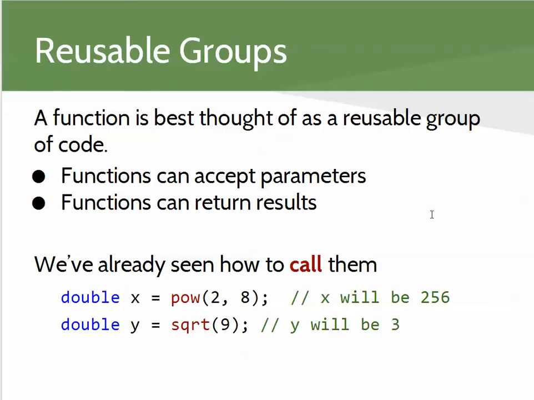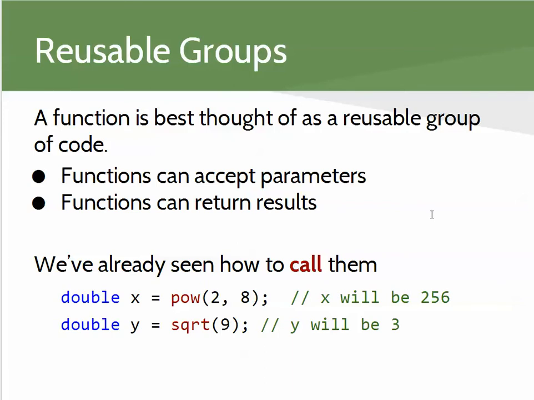So the function is best thought of as a reusable group of code, a reusable sequence of statements that would be beneficial to call several times with different parameters. Functions can not only accept parameters, but they can return results. And we'll see versions of functions that don't accept parameters, that don't return results. We have some options available to us. We've certainly already used some functions like this.